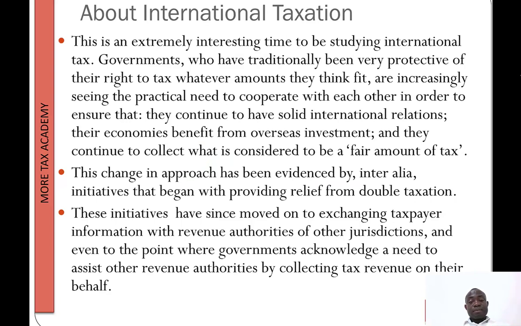So we also talked about the fact that international taxation is an interesting subject to study. And now that we are having a lot of multinationals trooping into our country, even the World Bank and the IMF are insisting that we should be able to raise our own internally generated revenue to support our budget. So international taxation is getting serious attention at the international level.